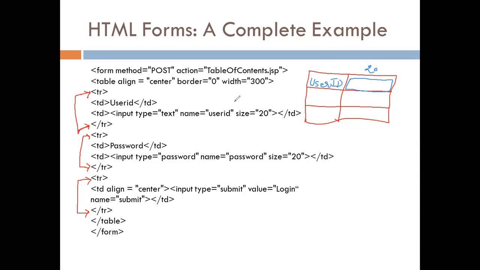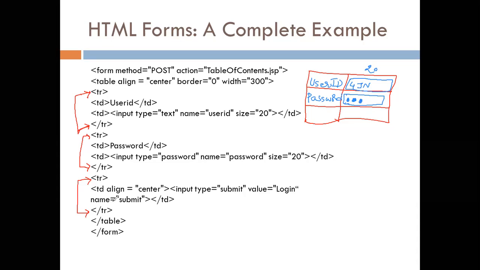And in the second row, it is password, and here a password box will appear. So the difference between the user ID and password boxes is that whatever is typed in the text box will be visible to us, whereas in the password box, whatever is typed is not visible. Only dots or star marks will appear.